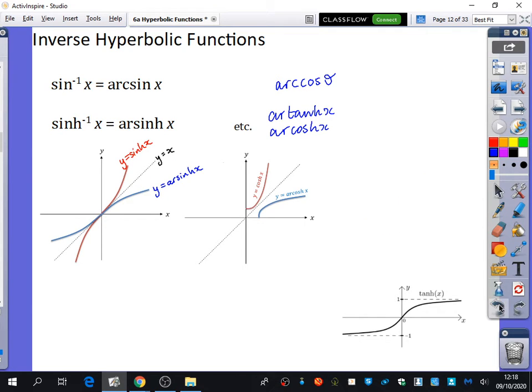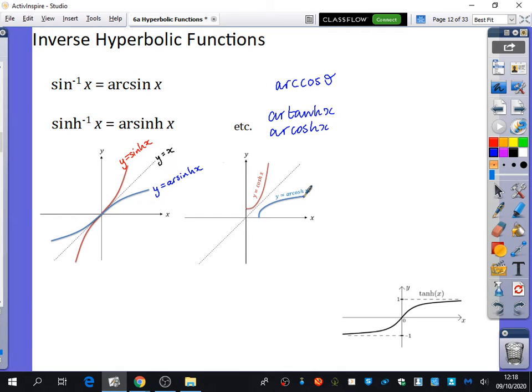So why, though, have I suddenly decided to start drawing cosh x in a different way? Why have I only drawn the positive values only for cosh x when I'm talking about finding the inverse function? Pardon? It does have an inverse. This is the inverse here.